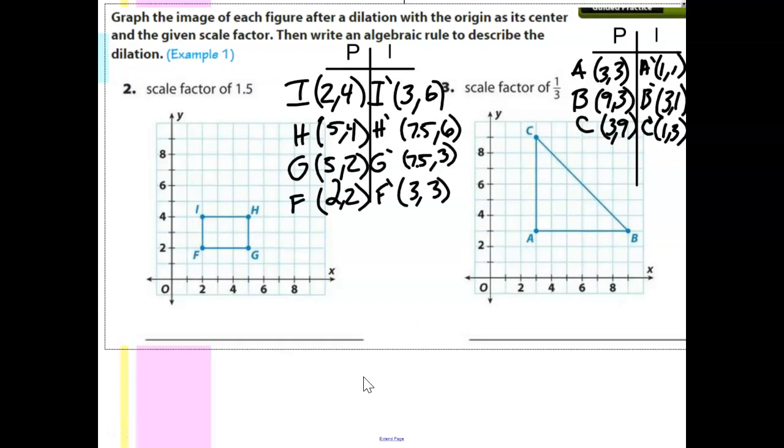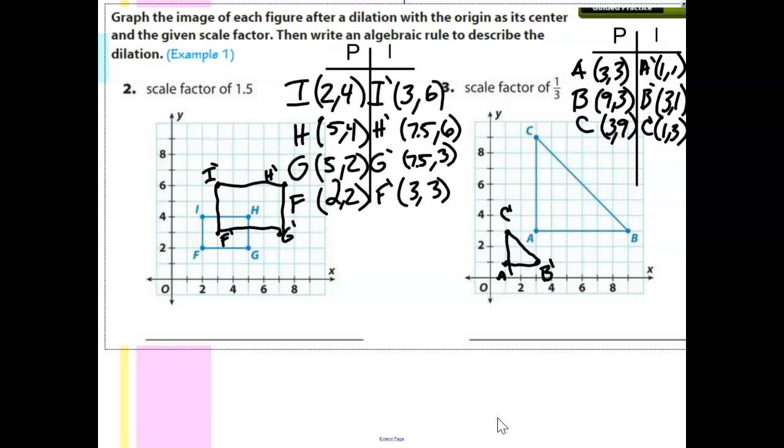All right, before I graph them, I want you to check in on how you did. So you should have listed all these pre-image coordinates and gotten this for your image. And same over here. Pre-image, image. So pause, look them over, compare, and then hit play again, and I'll show you the graphed version.